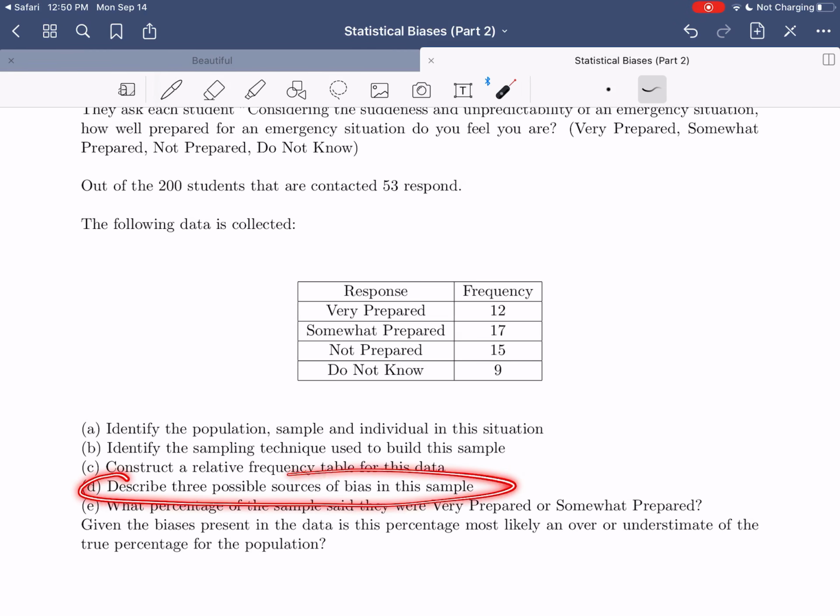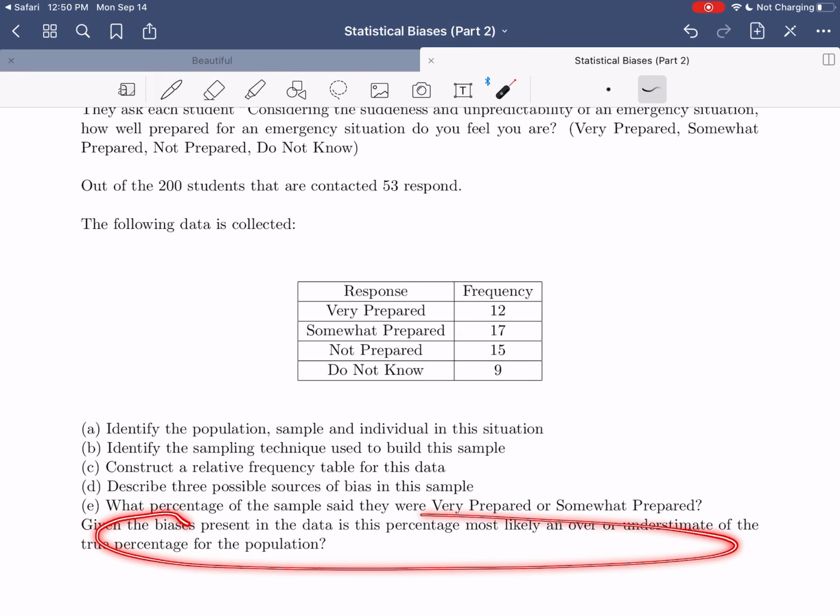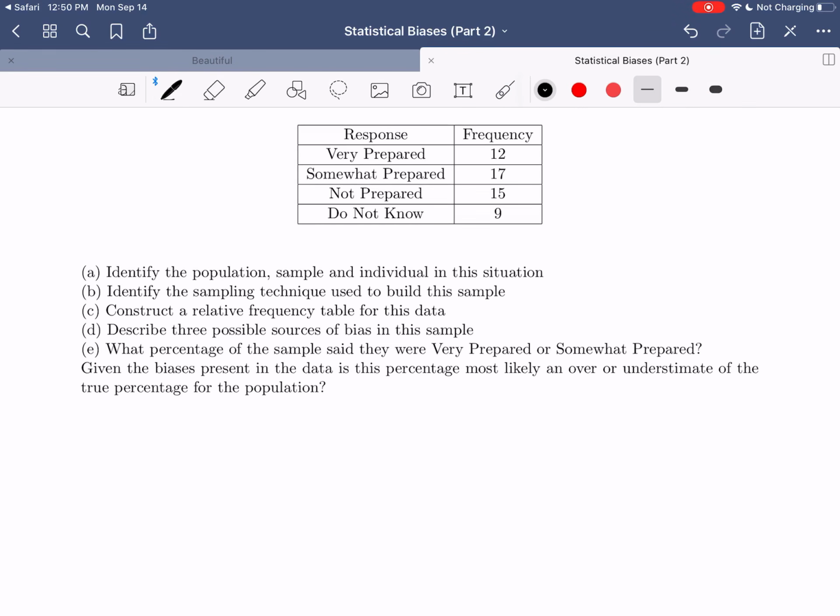Then we'll go ahead and discuss three possible sources of bias in the sample. So we'll say which of the 7 types might appear in this. And then we'll talk a little bit about the percentage of the sample that said that they were very prepared or somewhat prepared. And then we'll also try to use the biases to diagnose whether or not we think that percentage is an over or underestimate of the true percentage of the population. So let's go ahead and get started.